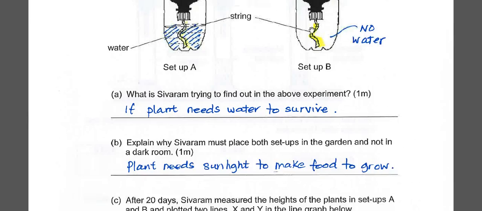So you can't put it in a dark room because plant needs sunlight to grow and to make food, okay? To make food or to grow, right? So you need that part to show whether it grows or not, right? The test is on whether water is needed, okay? Whether with or without water, the plant will grow or not, but sunlight is needed to be fair for both plants.